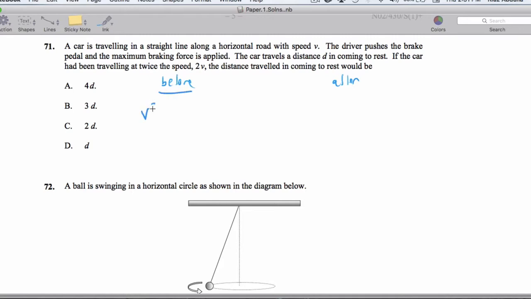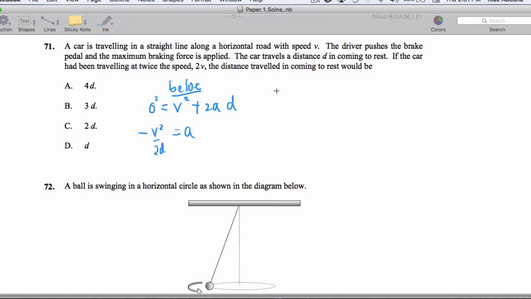Before, v squared equals u squared plus 2as. And in this problem, we should be really clear on this. I want to be super strict here. We're going to have a negative acceleration that we solve for. So we end up with a final speed of 0, starting from an initial speed of v: 0 equals v squared plus 2 times a times the distance we travel. And so we're going to end up getting that a is negative v squared over 2d.